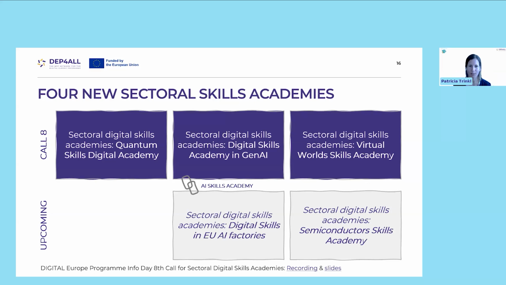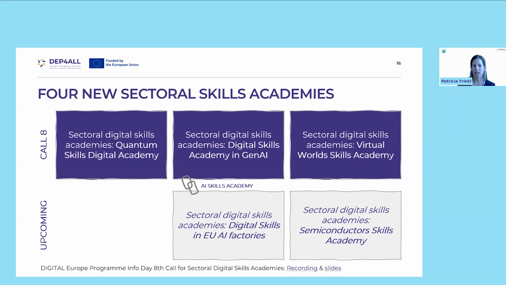So we are not going to repeat everything they are saying, and we're not going to repeat everything what is standing in the call documents, but we try to highlight some new points and show you where you can find information. Nevertheless, just 3 sentences on each of these skills academies so you get an idea what they are doing.